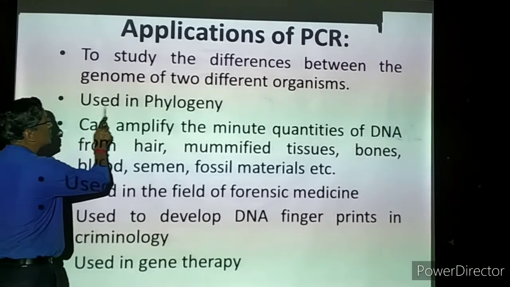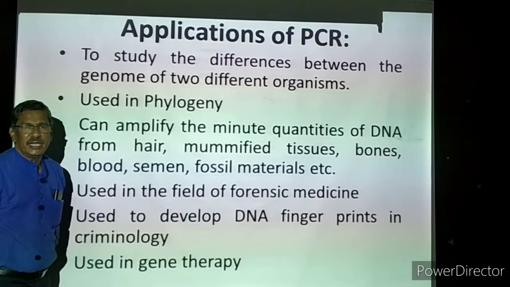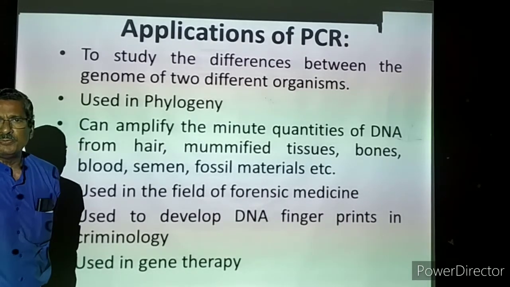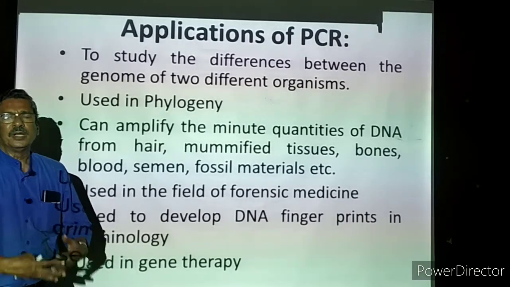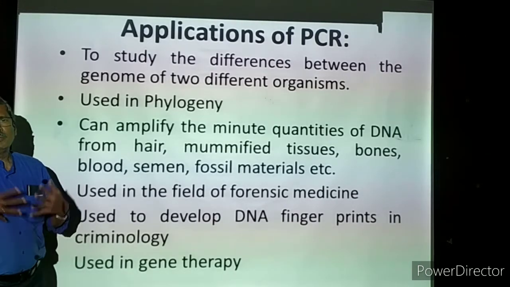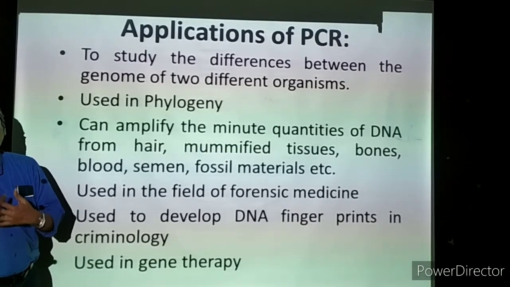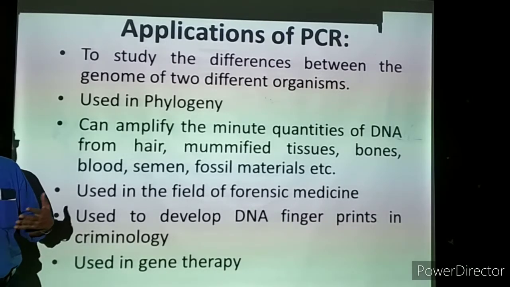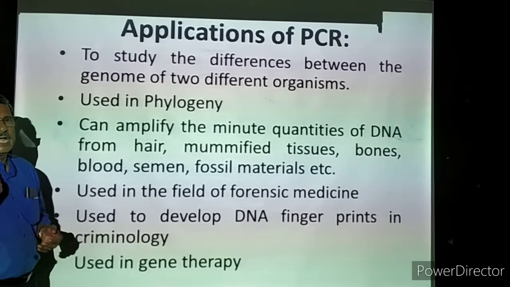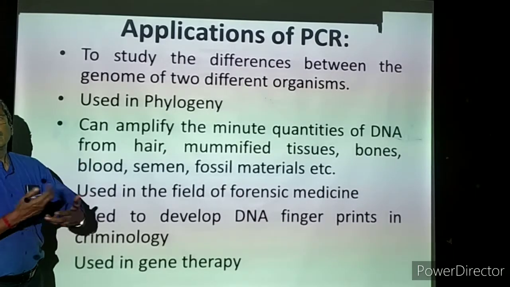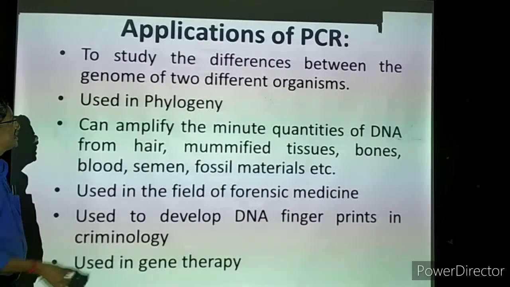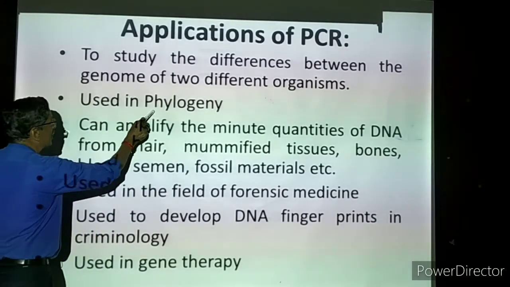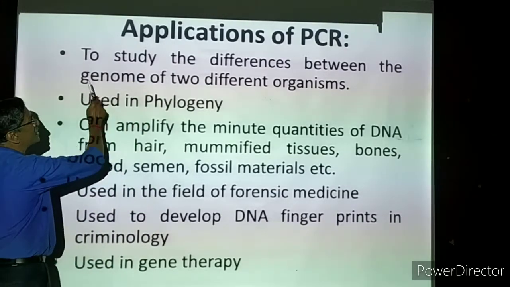Now it is used in phylogeny. Phylogeny is the study of evolution, how man came from monkeys. Scientifically we are proving that the human population originated from the monkey population. That means some relationship is there between the DNA of monkeys and the DNA of human beings. What are the relationships? What are the differences? That we can also find. That is phylogeny, the evolutionary sequences.